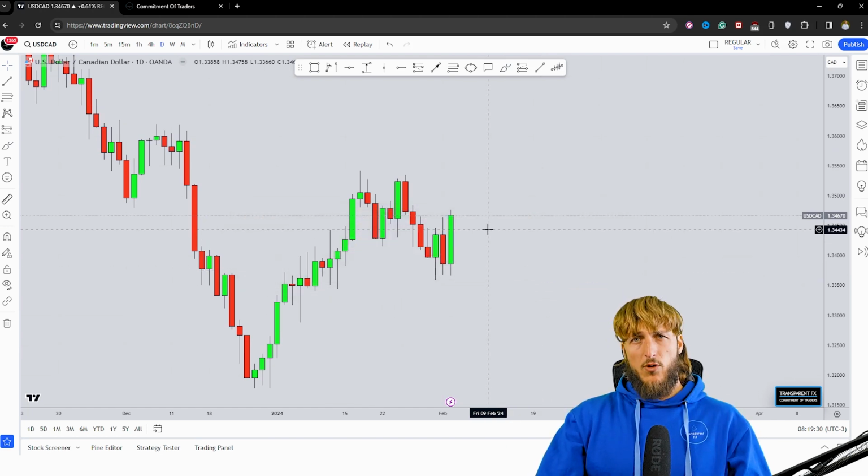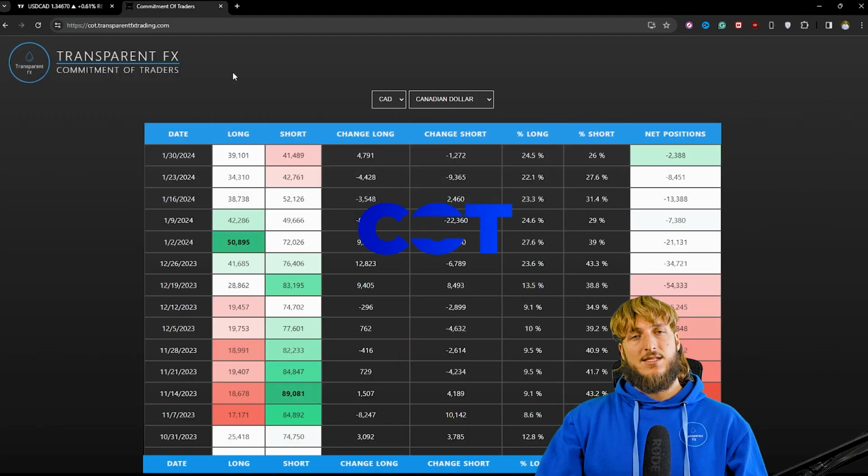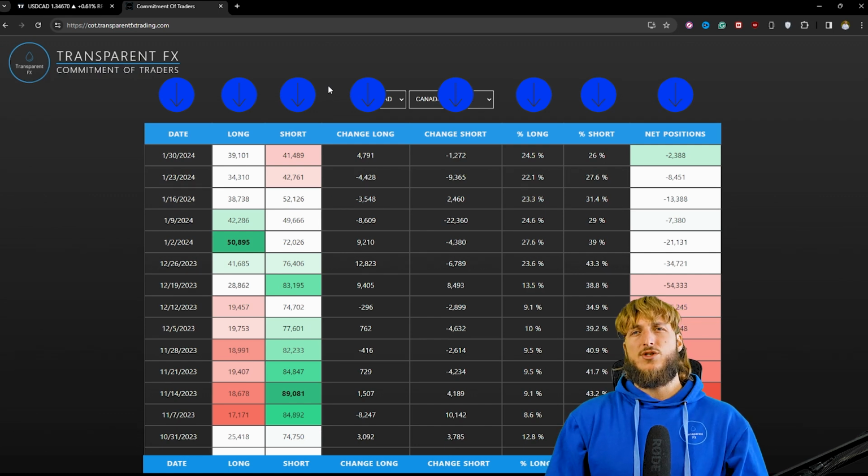Now, before we continue with the analysis from a technical perspective, first, let's go and see what we have when it comes to the commitment of traders, so the COT data, so essentially what hedge funds and the big players in the market are doing.